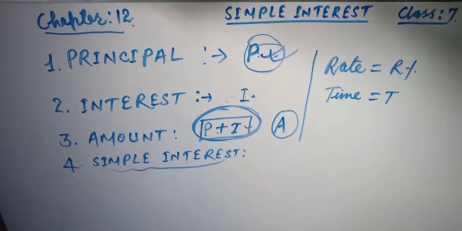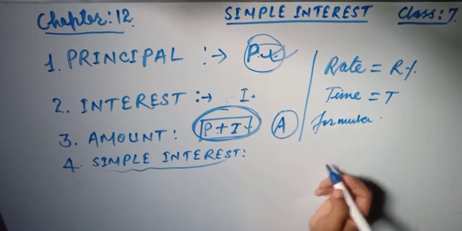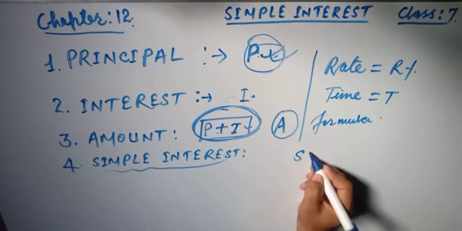So first see the important formula. So the formula is, friends, very simple: simple interest, in short form, you can write SI, friends.